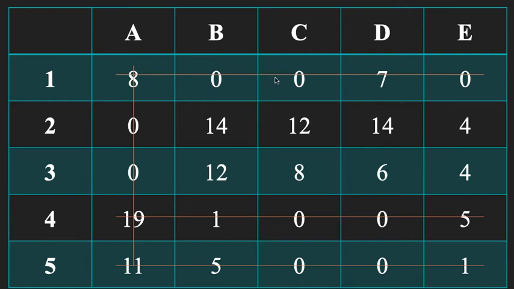Once we do this, we are going to cover 3 zeros here, then 2 zeros here, 2 zeros here, and these 2 zeros here. Now if we look, the number of lines drawn is equal to 4. So 4 lines are what we could draw to cover the maximum number of zeros.